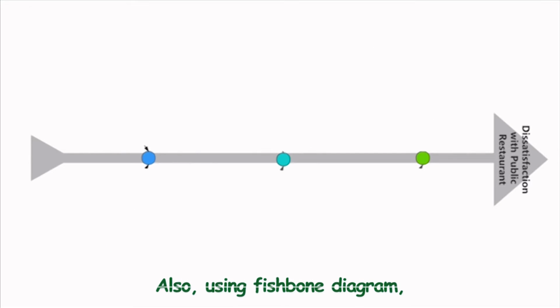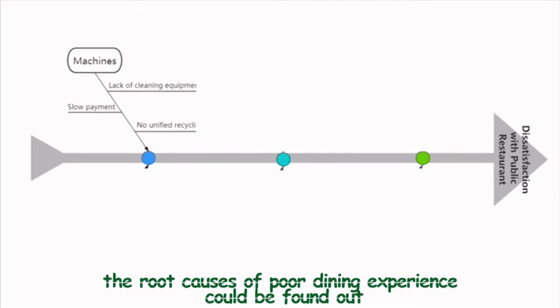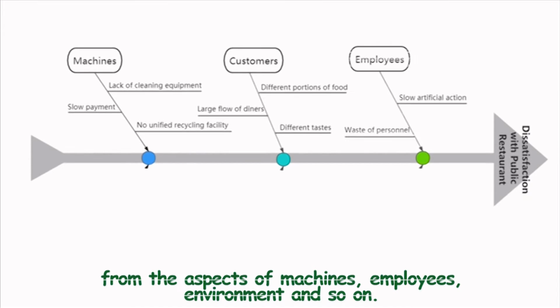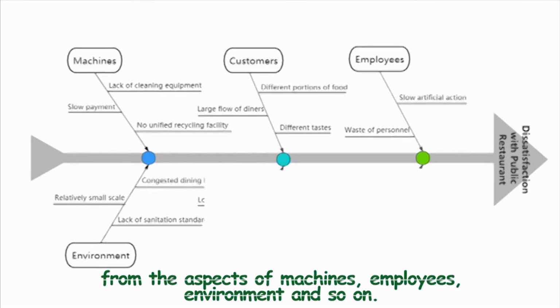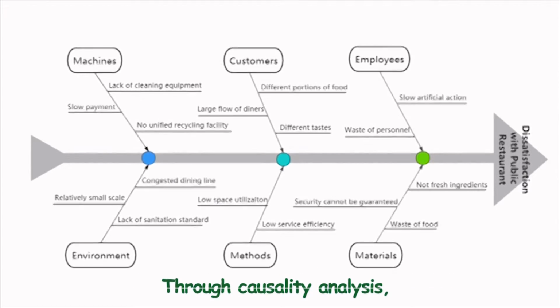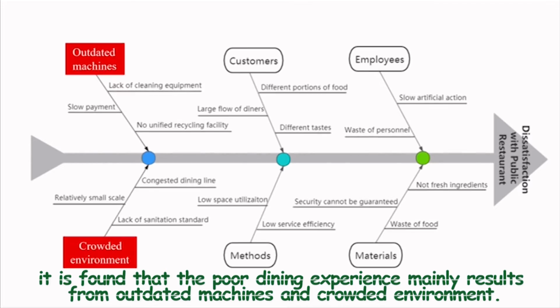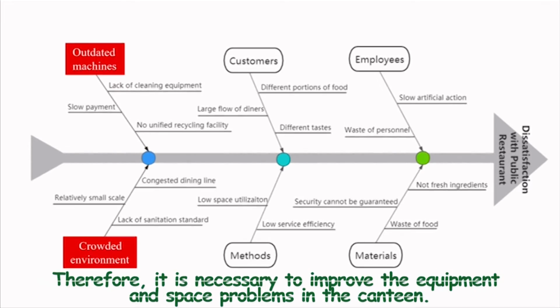Also, using a fishbone diagram, the root causes of poor dining experience could be found from the aspects of machines, employees, environment, and so on. Through causality analysis, it is found that the poor dining experience mainly results from outdated machines and a crowded environment. Therefore, it is necessary to improve the equipment and space in the canteen.